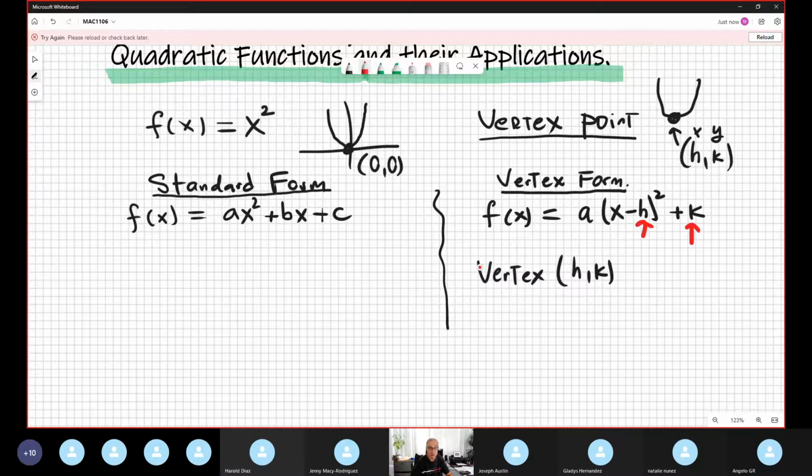Let me try to explain that. But okay, let me finish this. So the most important, vertex. Here, I don't know how you find the vertex. I explain soon.